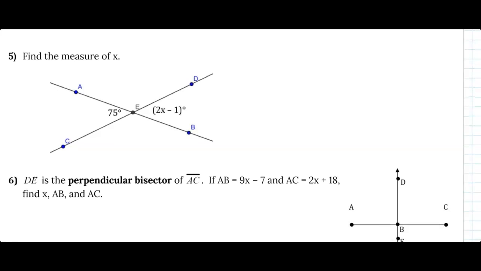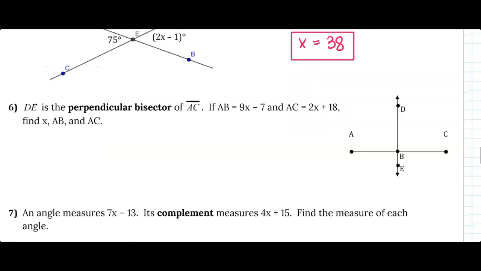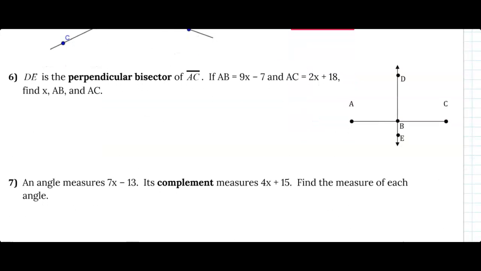You guys try number 5. Since those two angles were vertical angles, then to solve it, you should set them equal to each other. Setting it equal and solving leaves you to an x of 38. Now give number 6 a try.